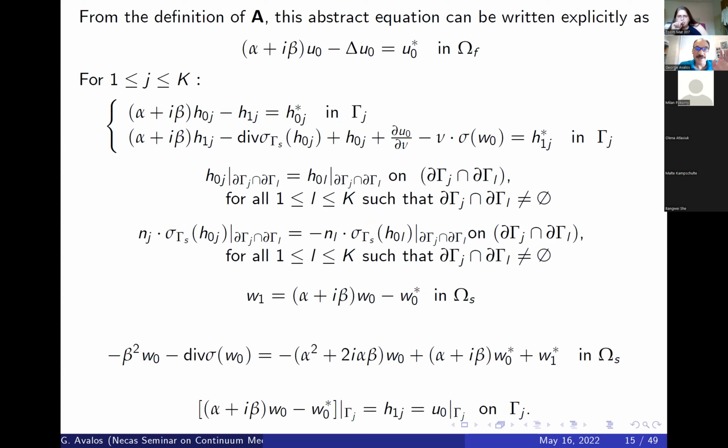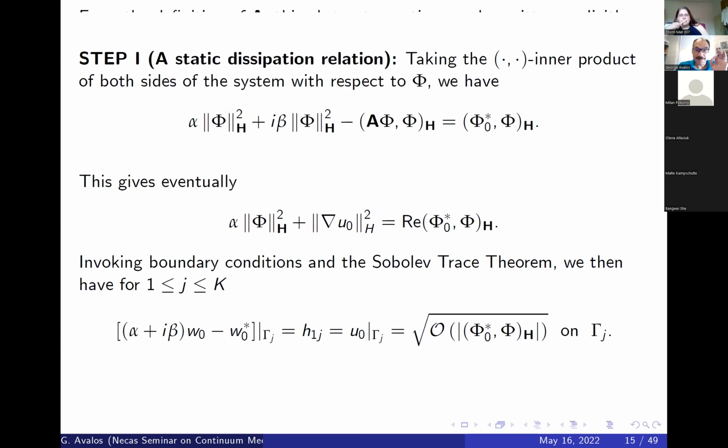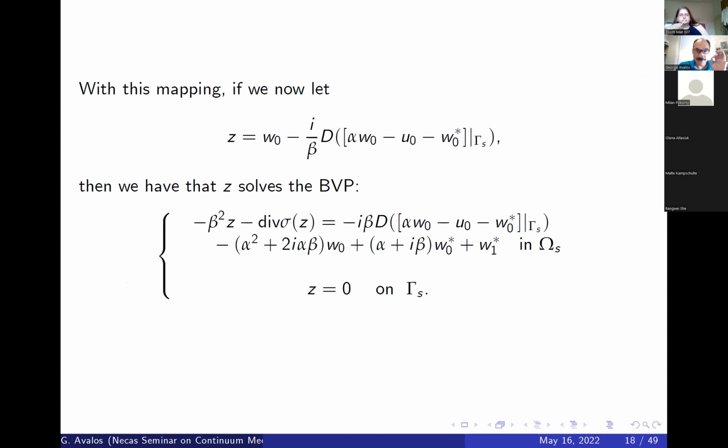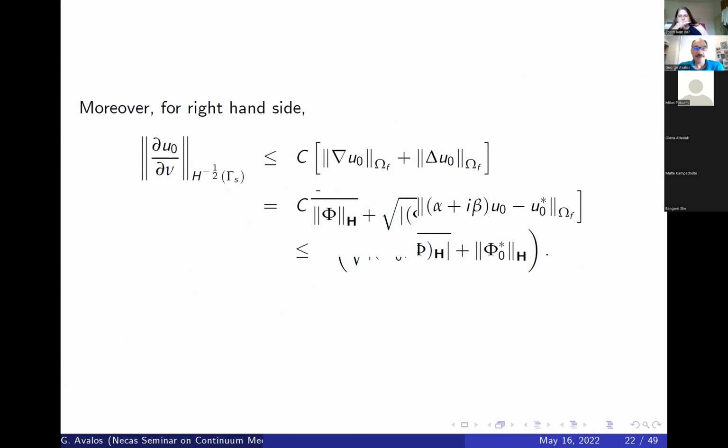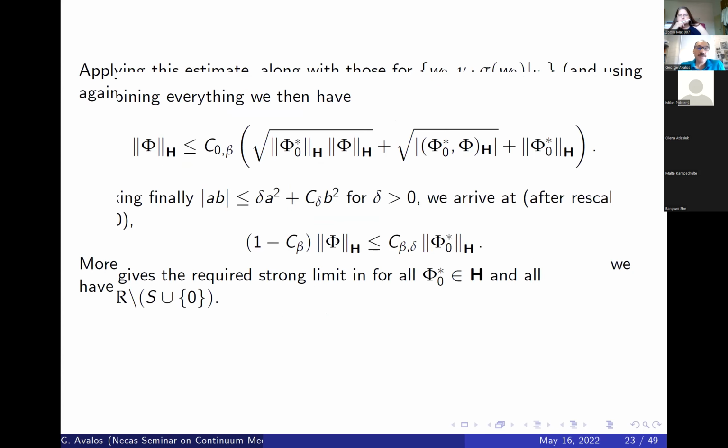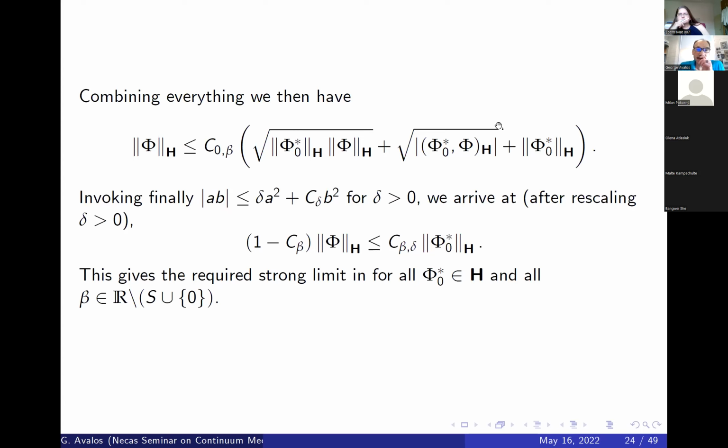W1 equal to right-hand side, for which we have control. Again, beta fixed. We're establishing the strong limit for fixed beta. We're looking at the strong decay problem only at this point. So for fixed beta, the short of it is we're in business because having control of this last component, we piece things together.